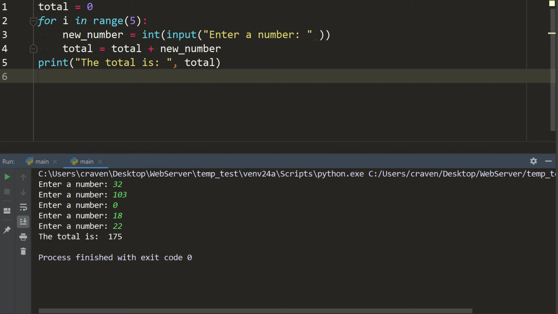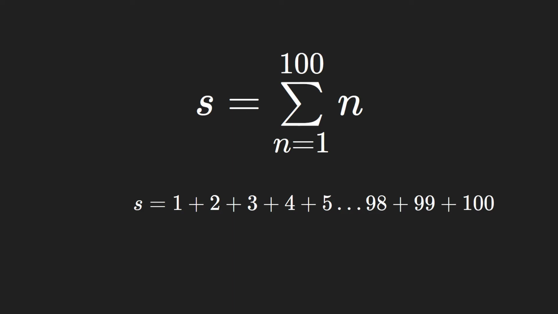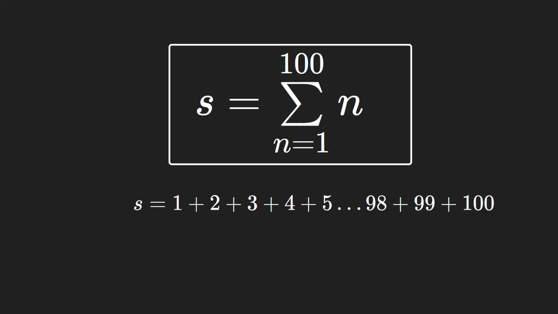A common mistake is to use i to total instead of new_number. Remember, we are keeping a running total of the values entered by the user, not a running total of the current loop count. Speaking of the current loop count, we can use the loop count value to solve some mathematical operations. For example, check out this summation equation.